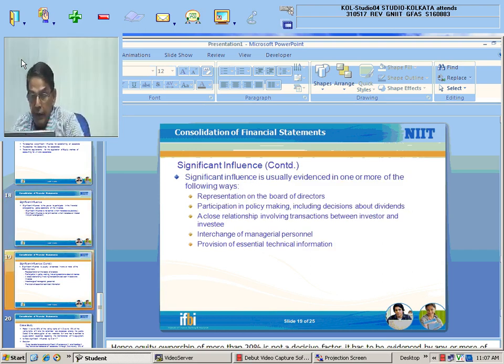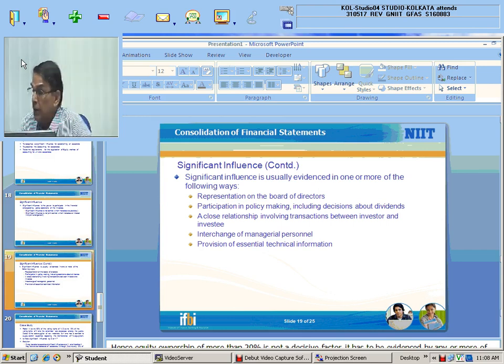Significant influence is usually evidenced, where is it evidenced? In one or more of the following ways. One is the representation on the board of directors. If a company A owns say 30% or 40% of shares of company B, they can have some representation in the board of directors of company B. They can also participate in policy making through the representation in the board of directors. The company A can participate in the policy making, including decisions about dividends. They cannot control it, but they can participate in policy making, including decisions about dividends.